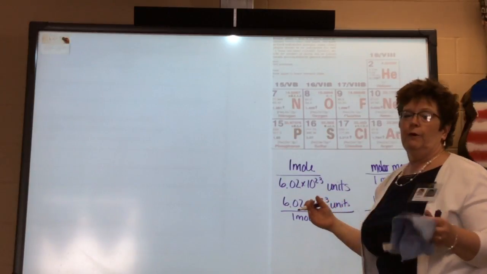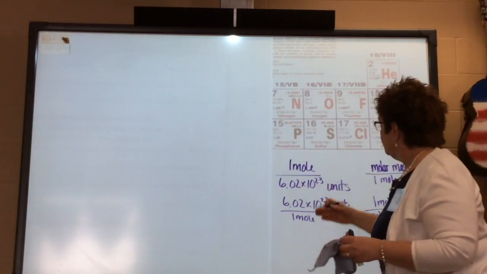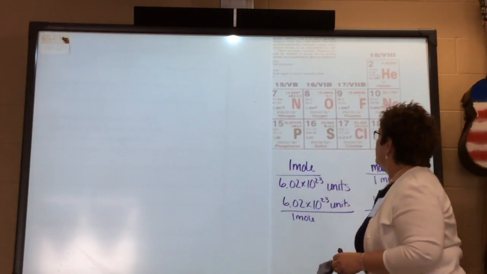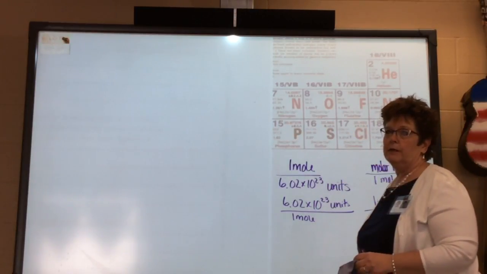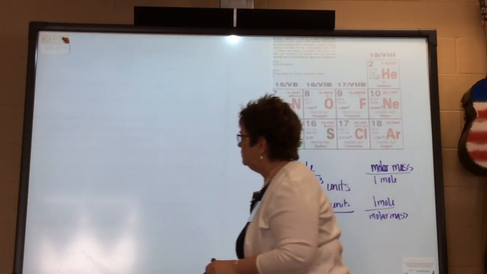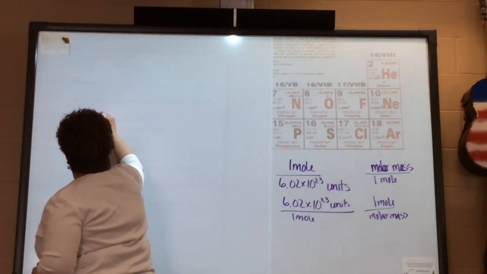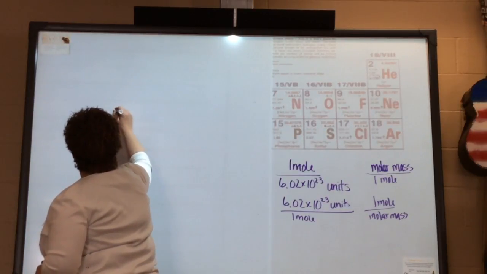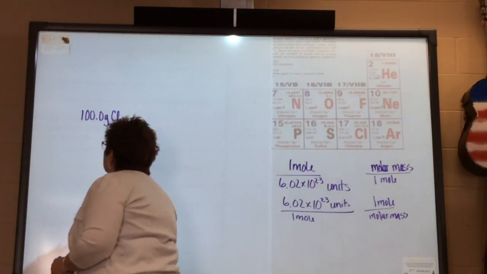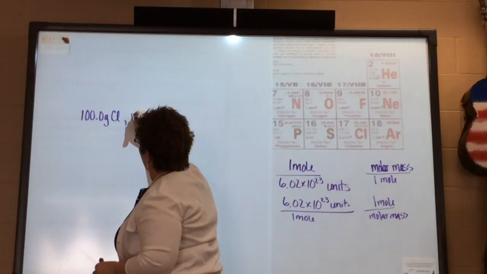Can you find the molar mass of chlorine? That's right, it's right up here in this corner. In my periodic table, if you have a different periodic table, please look for that. Use your legend or key to find that. Let's suppose I have 100.0 grams of chlorine. How many moles?